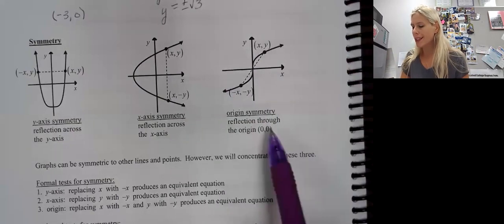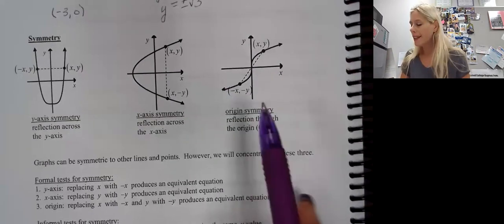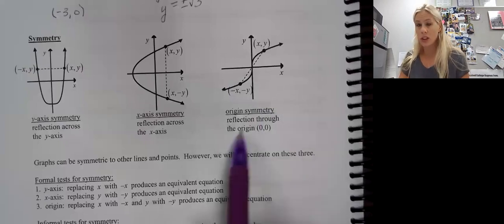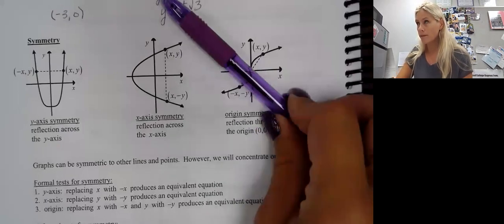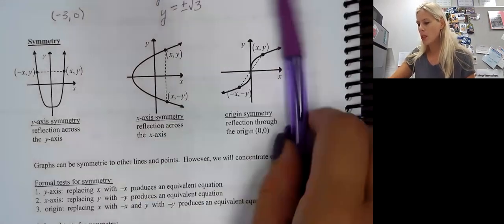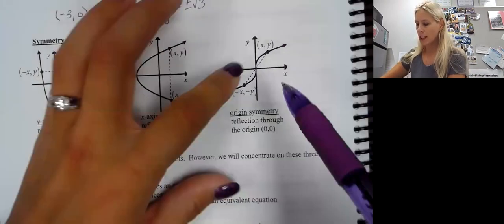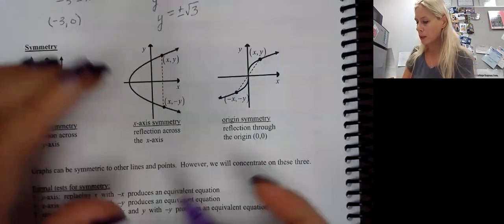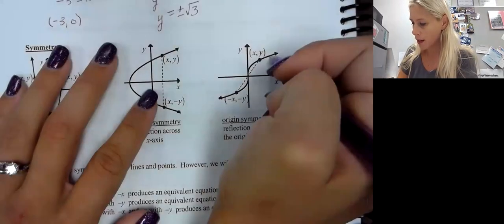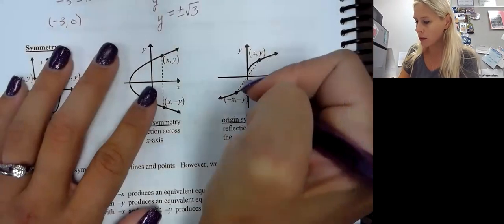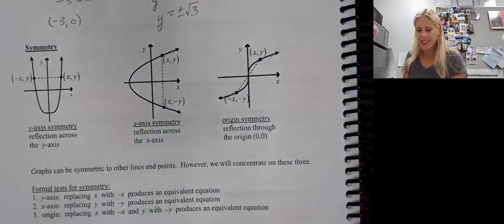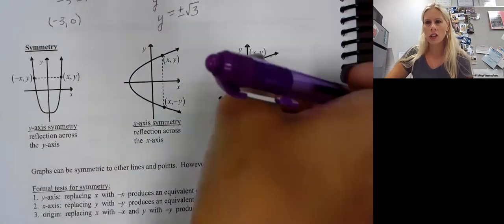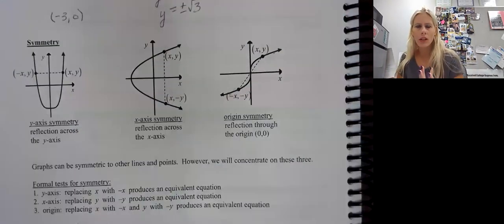Origin symmetry, they say reflects through the origin 0, 0. And it does, it reflects, right? So it's saying like just that point, like you're going to reflect. Each point is right here. If I reflect across the origin, I get it right over here. But I like saying that it rotates. I think it's easier to say that it rotates 180 degrees around the origin. Okay, whatever way works for you works.